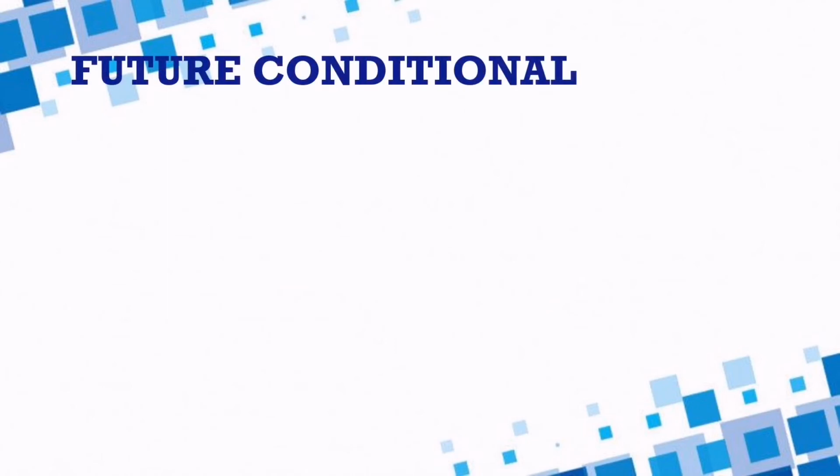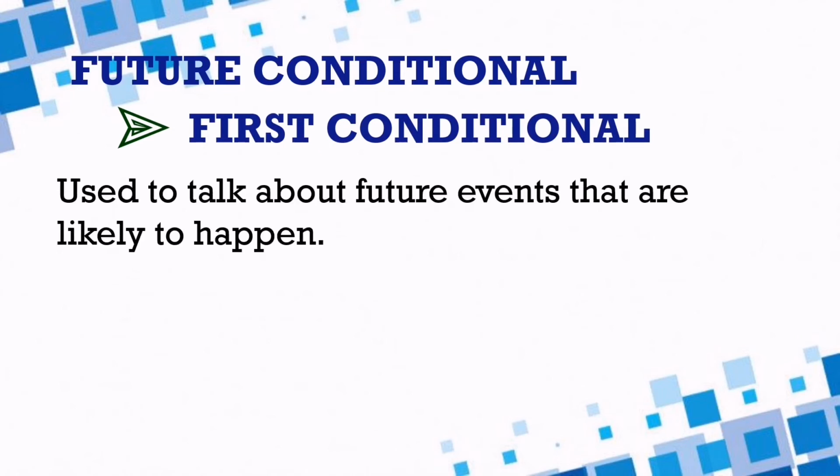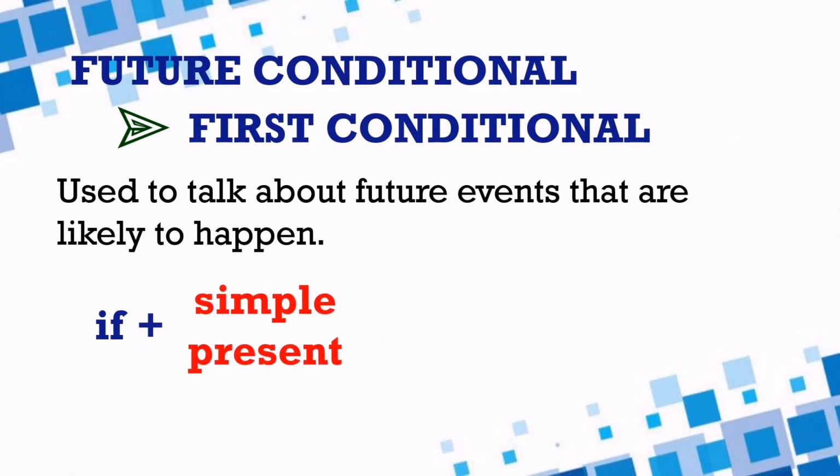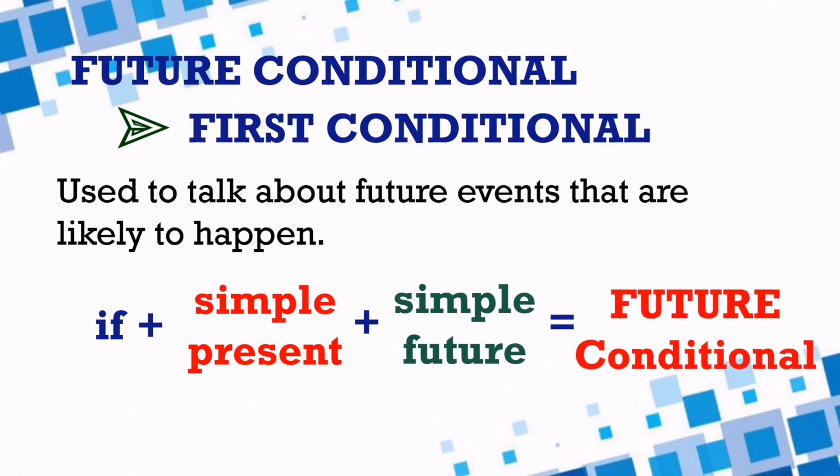The second type of conditional sentence is the future conditional. It is also known as the first conditional. This type of conditional sentence is used to talk about future events that are likely to happen. The formula for this type is if plus simple present plus simple future equals future conditional.